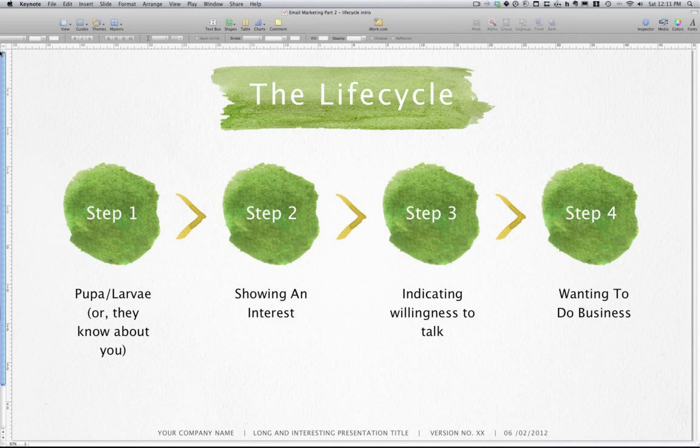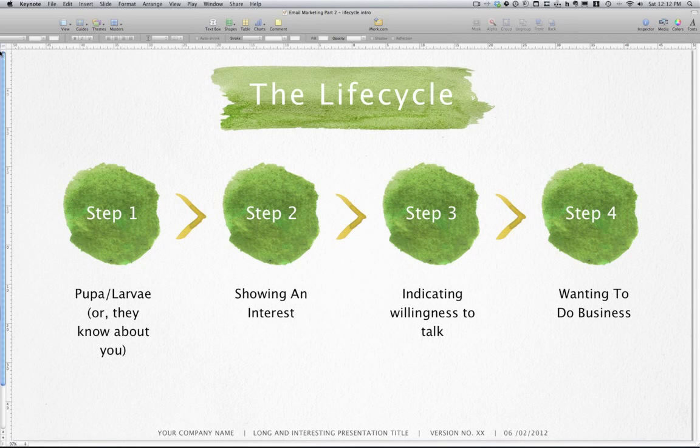So here's an example of a life cycle in business. And this is just about marketing. This is that first step of the traditional sales cycle, the marketing, raising awareness part, broken down into 4 steps. Of course, we start with pupa / larvae. As I was making this, it reminded me of fifth grade biology, when we grew mealworms and all that stuff. But in any case, we've got the pupa larvae stage, which is just that they know about you. All they know is that you exist.